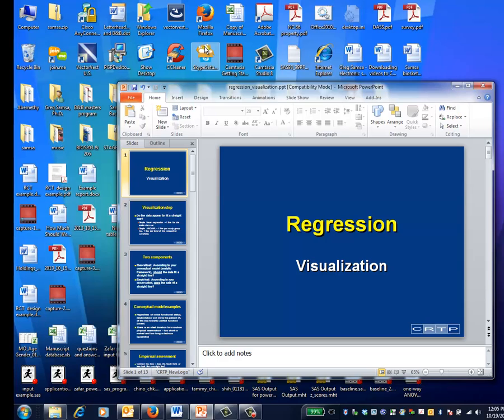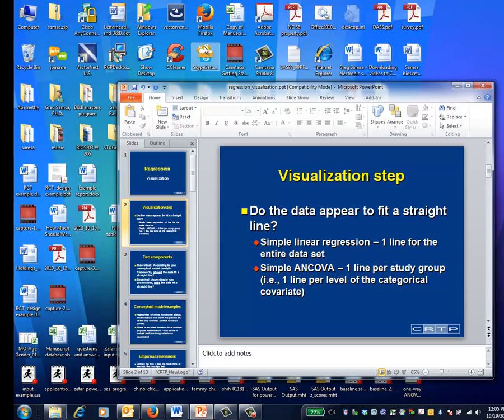This is a simple regression video on data visualization. In simple linear regression, we fit a straight line to the entire data set. In simple analysis of covariance, we fit one straight line per group. As an example of a simple linear regression, we might use pre-rehabilitation functional status as the predictor x, and post-rehabilitation functional status as the outcome y.